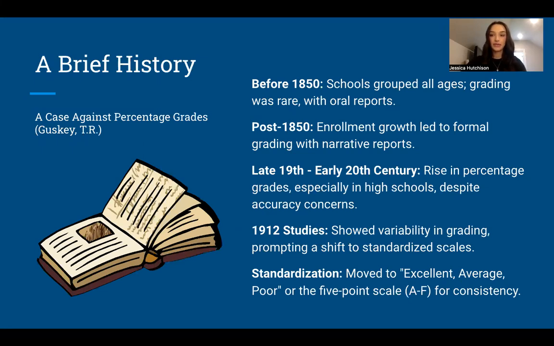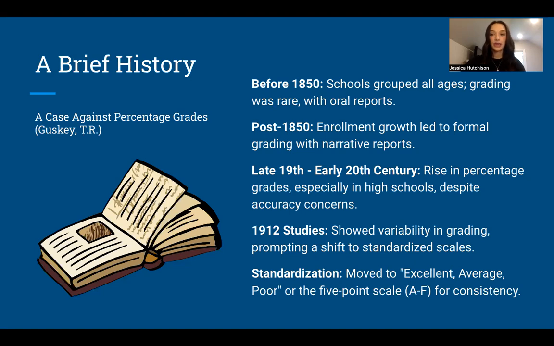Essentially, before 1850, schools grouped students of all ages and backgrounds. Grading was rare, and teachers provided oral progress reports. Gradually, however, as school enrollments increased, formal grading systems emerged, initially using narrative reports on what was mastered and what additional work was needed. By the late 19th and early 20th centuries, enrollment rates increased rapidly and subject area instruction became specific. Percentage grades became more common, especially in high schools, despite concerns about their accuracy.